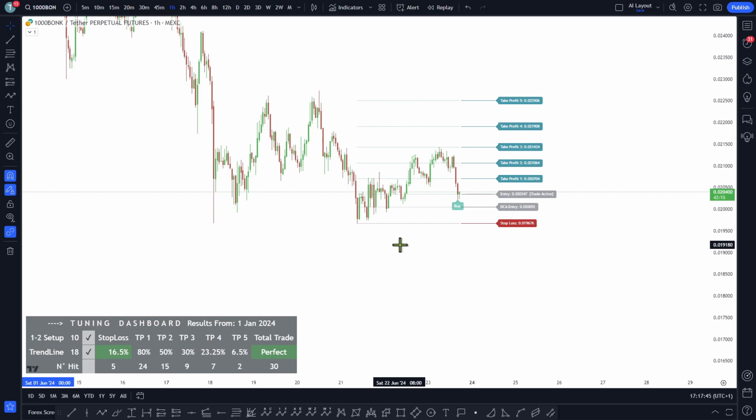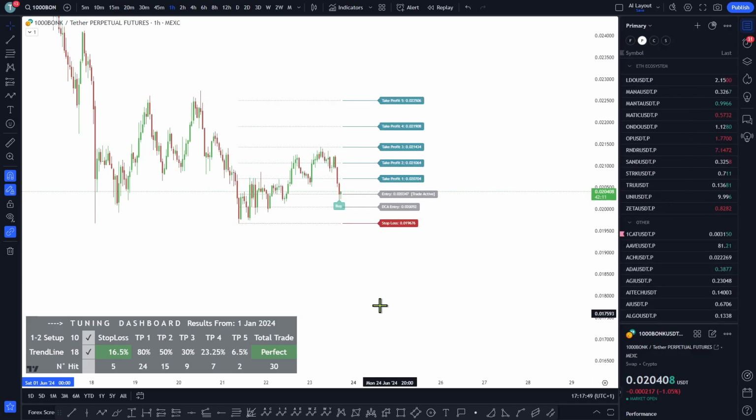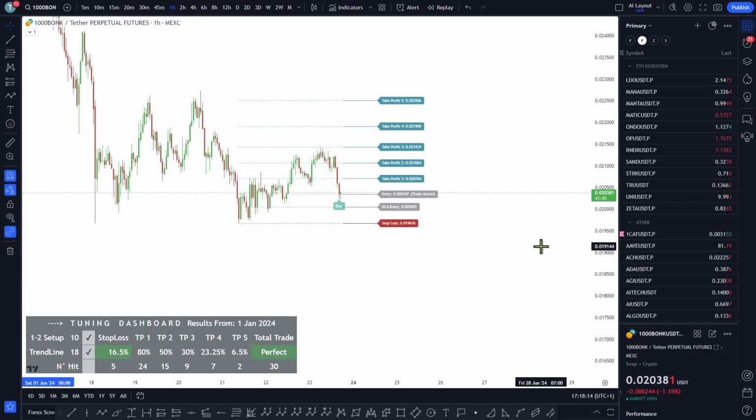If my watch list is 50 cryptos that I like to trade, I can tune the precision striker entry on all those assets. What I can do then, I can add an alert on this and I can call this, for example, Bonk. This is on the 1 hour time frame and I name it 1-2 setup on 10 and I have a trend line on 18. This way I will also keep track of this specific alert.